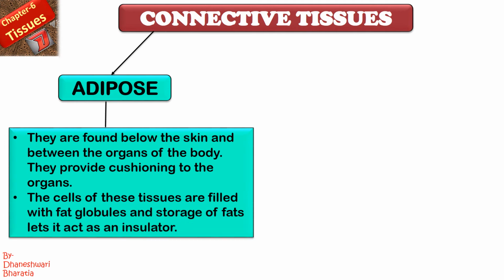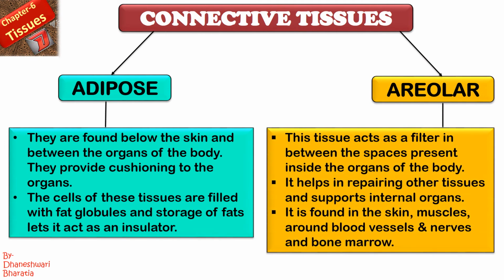Now, two more connective tissues are left, and they are adipose and areolar. Adipose means the ones which give us protection against extreme cold, or I can say it provides cushioning to the organs. Right? It provides a comfort zone, because these tissues store fat globules.